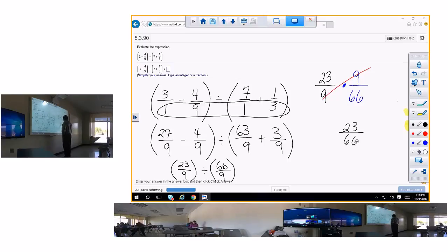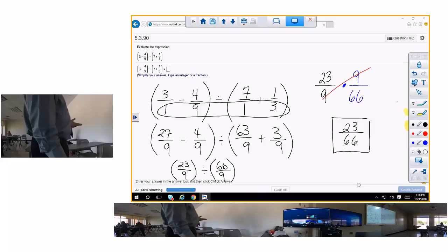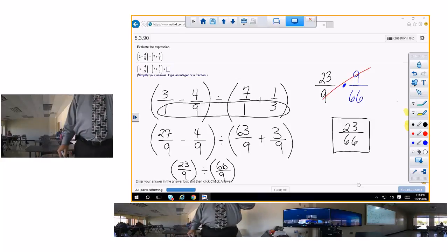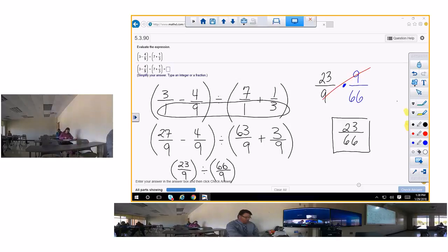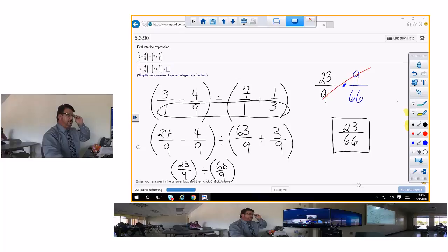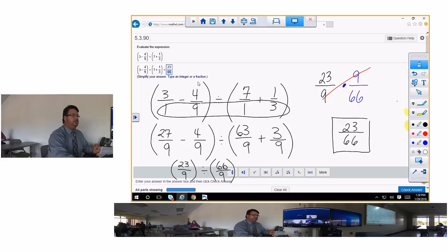And what is the flag that tells you you're finished? The 23. Unless that's a 46 on the bottom, or another multiple of 23, you're done. So you go up here, because you want to feel good about yourself, and you type in fraction bar, and you do 23 over 66, and you feel good about yourself.